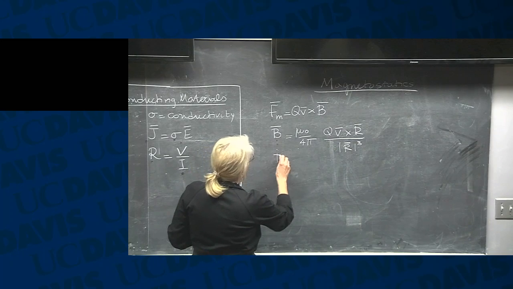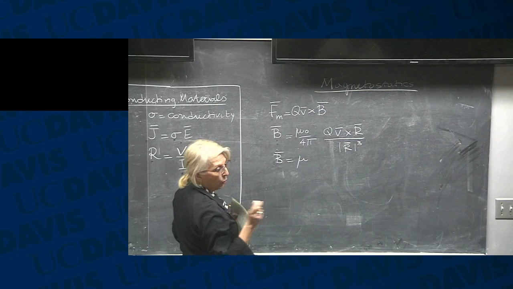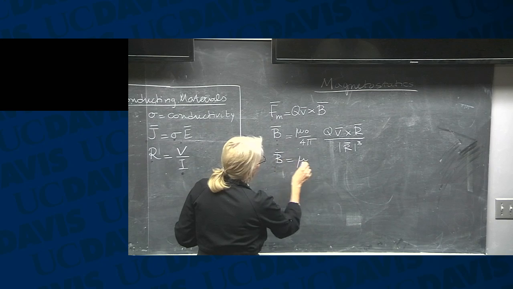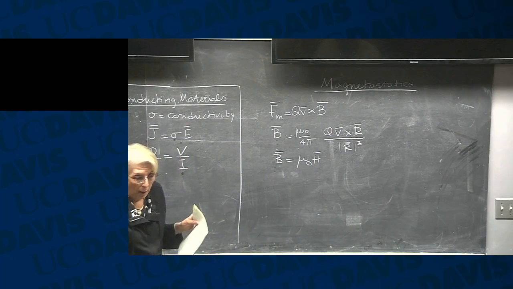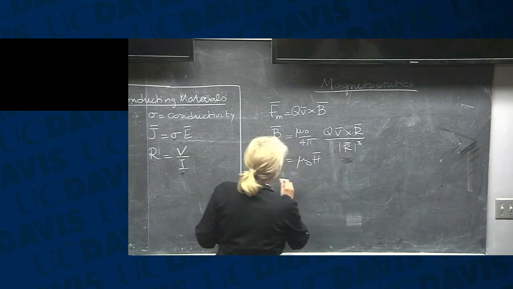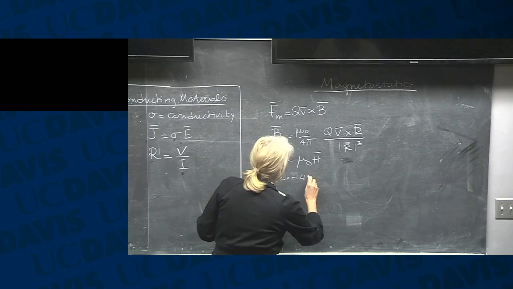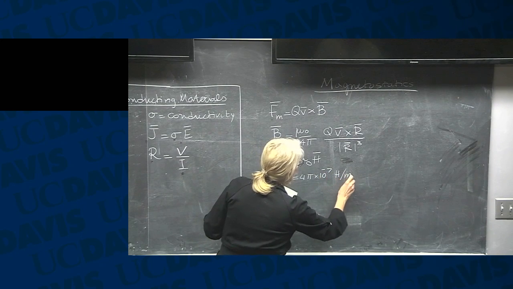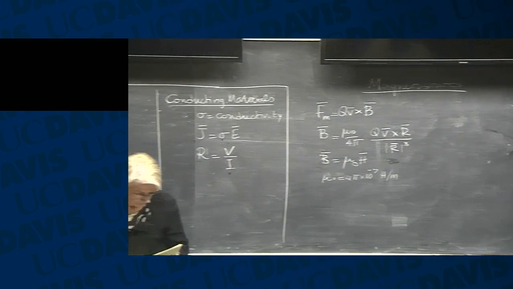Now, where the magnetic field is defined in terms of B from this relationship, mu naught is a new parameter, we call it magnetic permeability, and mu naught is 4 pi times 10 to the minus 7 Henrys per meter, which shows us this is nothing else but inductance per unit length.